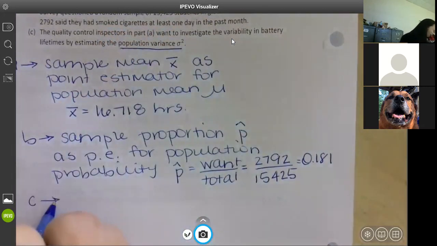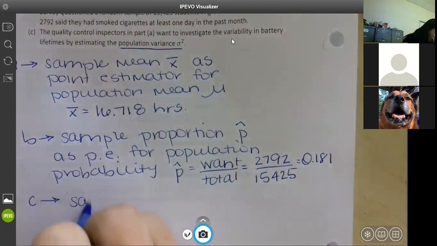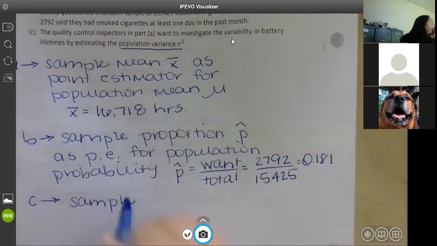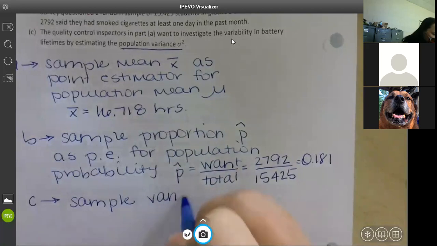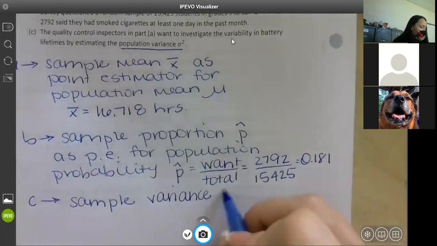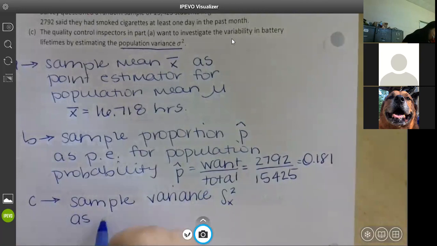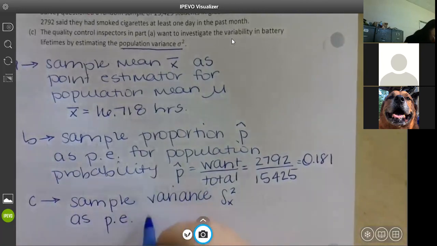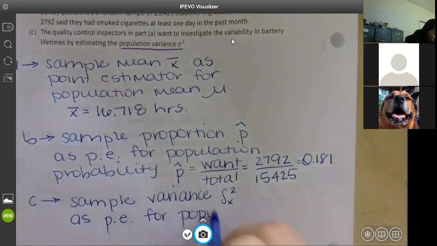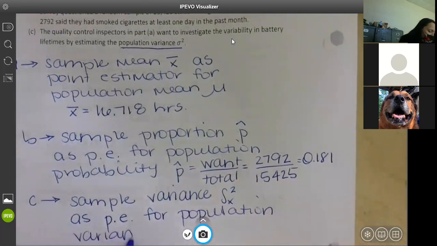So what will we do for C? Not the population variance, but? Just square the standard deviation it gave you. No. What are we using? Sample variance. What's the difference in the symbols? What does the sample variance look like? Yeah, S sub X squared. Again, as point estimator for population variance, which looks like that.